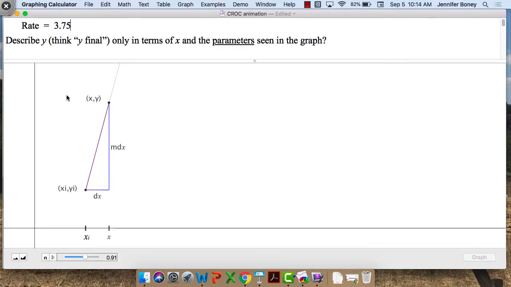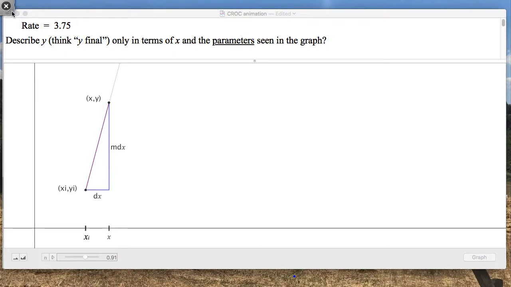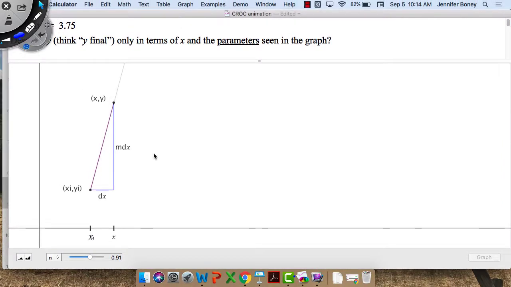So if I wanted to just describe the y value here in terms of what I see in the graph, think about what we did before. So y final is our y initial plus m dx, right? That's our really super generic way of writing this. There's not a dx that's a measurement here, but I have dx here.